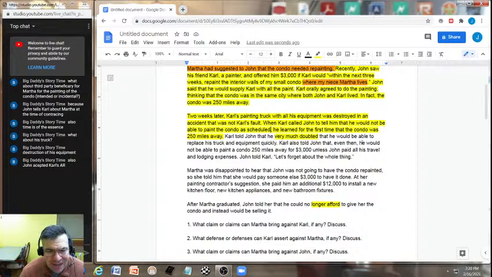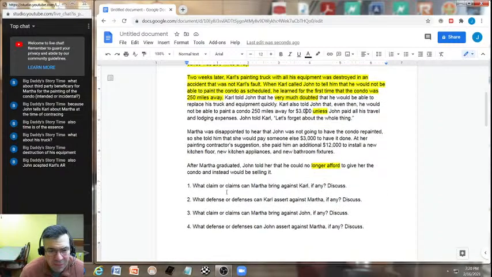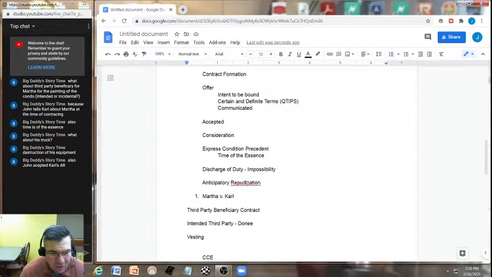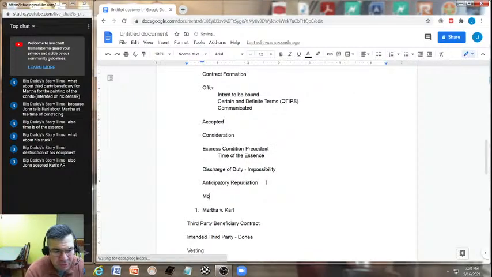Carl also told John that even then he would not be able to paint a condo 250 miles away for $3,000 unless, and this to me sounds like we're heading into a modification aspect, unless John paid all his travel and lodging expenses. Now, John told Carl, let's forget about the whole thing. So down here we've got possible repudiation. But it looks to me like we could very well be doing modification as well.